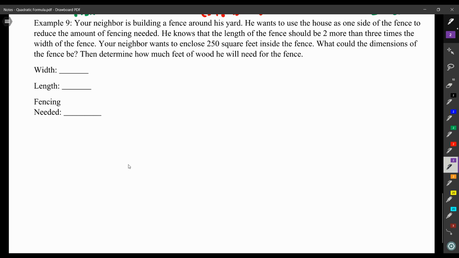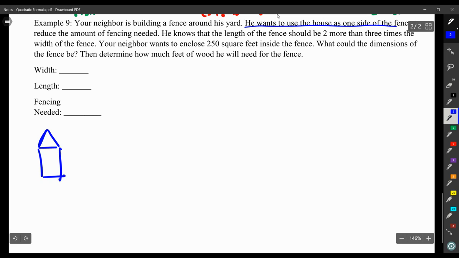There's a lot going on here, so my suggestion is to draw a picture if there's not already one given. So it says he's going to draw a fence around his yard. Now, he wants to use the house as one side of the fence. So we've got a house here, and we've got our fencing. So this will be my rectangular fence. So the only fencing I'm going to have is in purple.